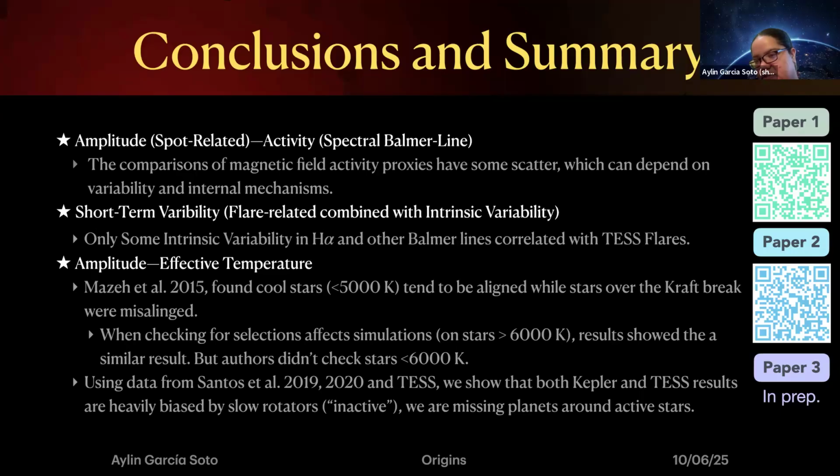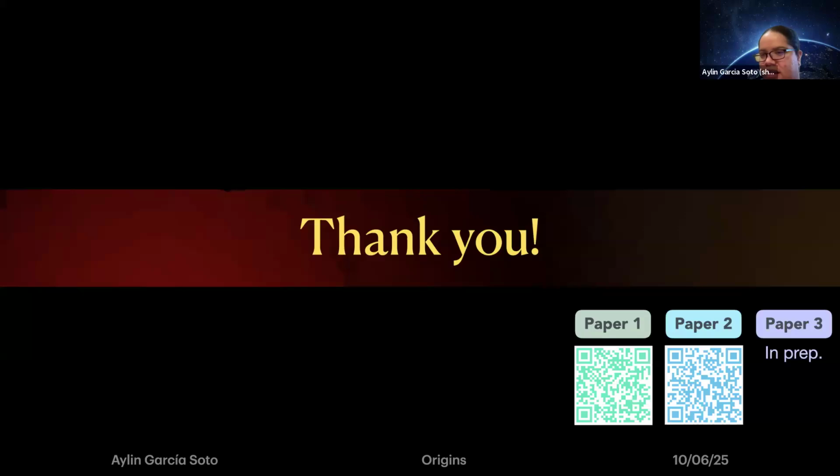When checking for selection effects in that paper, they found a similar result, but they didn't check stars less than 6,000 K. And from newer data and from TESS, we actually see that that's very important because those have active stars, and we're seeing selection effects there as well. And so the main point of this part was we're missing planets around active stars. And that was it.